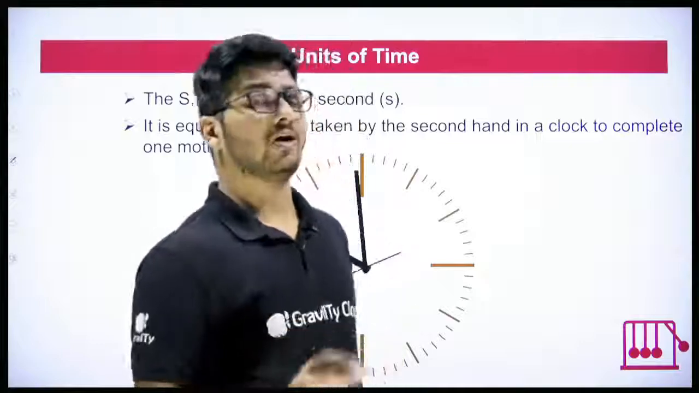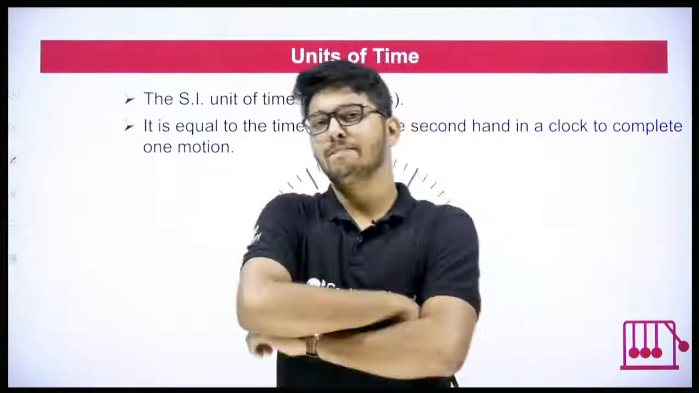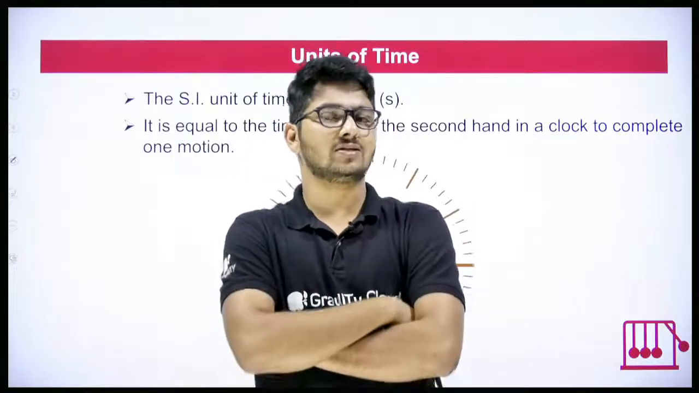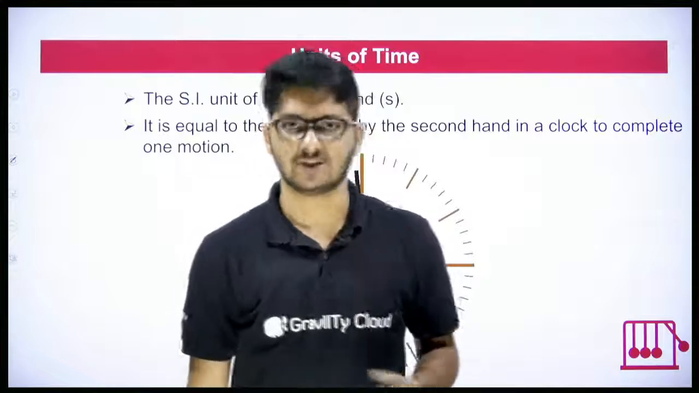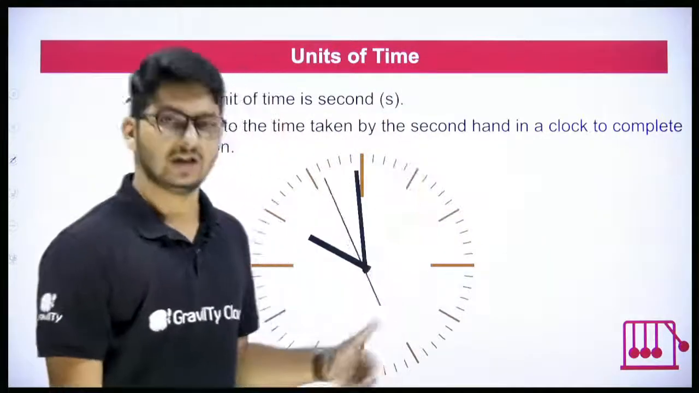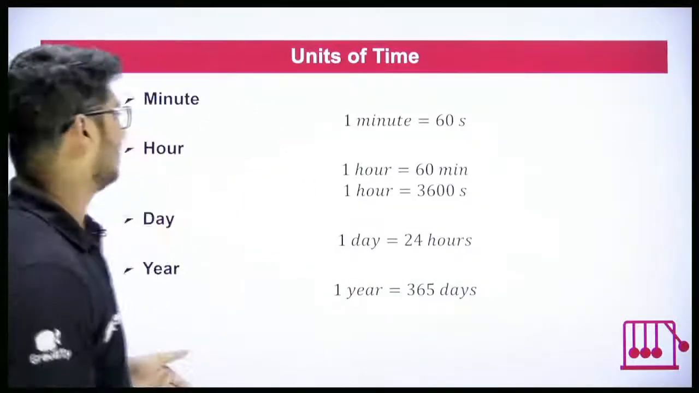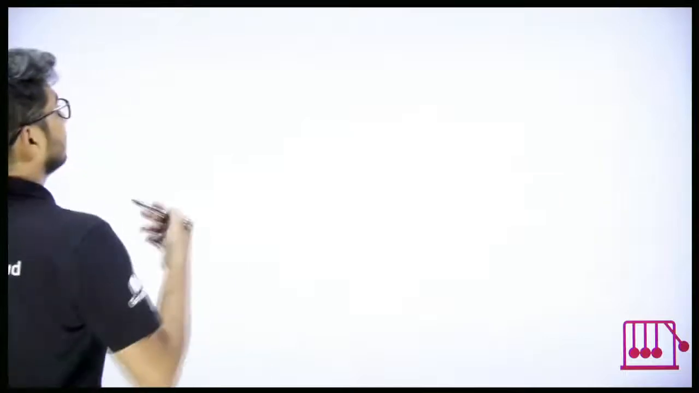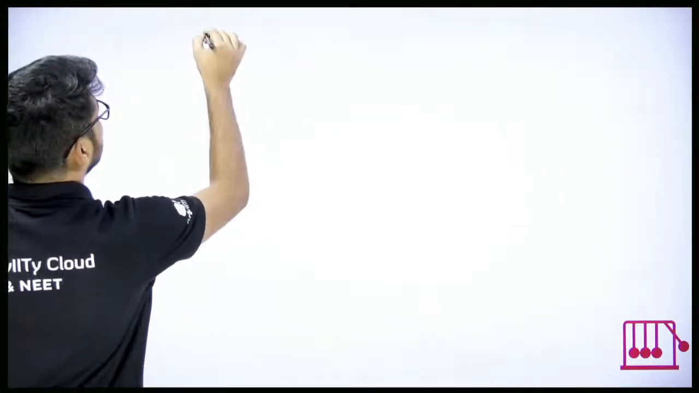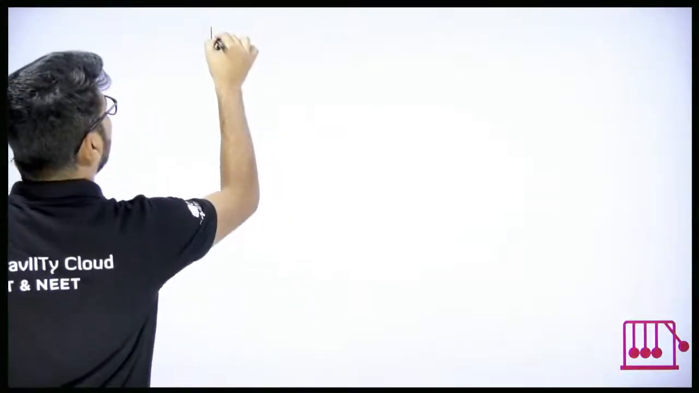Good. Now apart from second, do we have any other units of time? Everyone, do we use any other units? We have minutes, we have hours, yes or no? We have days, we have years, we have many such things. So let's go into all of them one by one. Here you can clearly see them. So we talked about second. Second is the SI unit. But again we have other units.